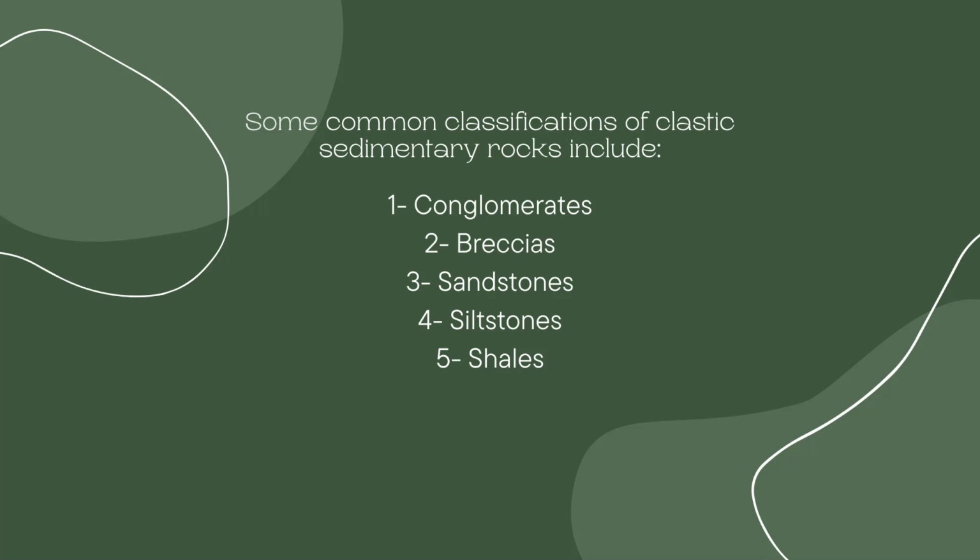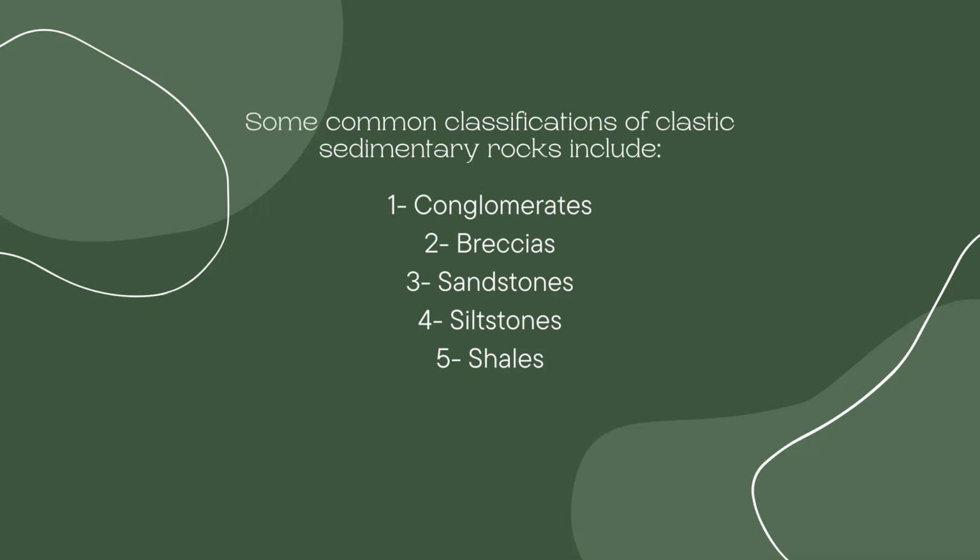Sandstones. These rocks are composed of sand-sized particles, ranging from 2 mm to 0.063 mm in diameter, and are typically cemented together with minerals such as silica or calcium carbonate. Siltstones. These rocks are composed of silt-sized particles, ranging from 0.063 mm to 0.004 mm in diameter, and are typically cemented together with minerals such as silica or calcium carbonate.